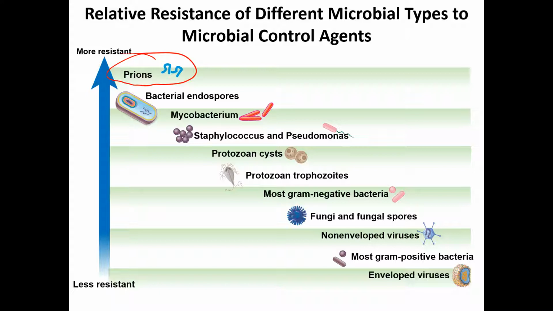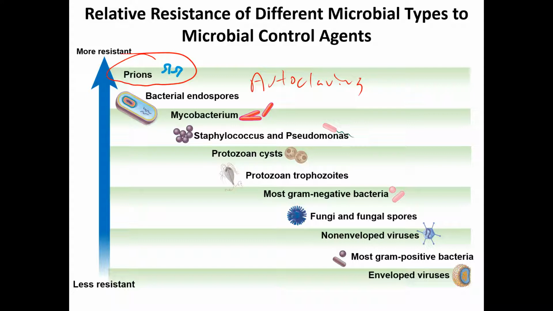Your endospores are the second most resistant specimens. In this case, you can eliminate endospores using extreme heat and pressure. Autoclaving usually does the job.